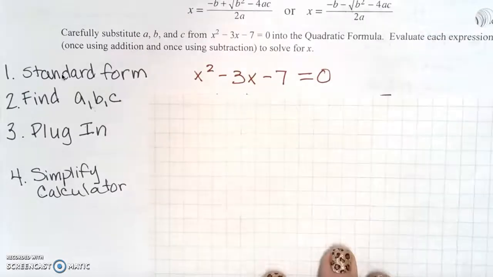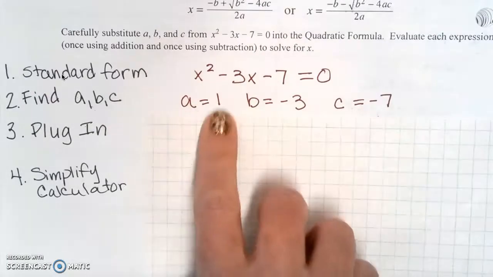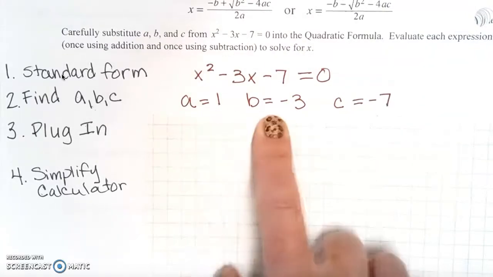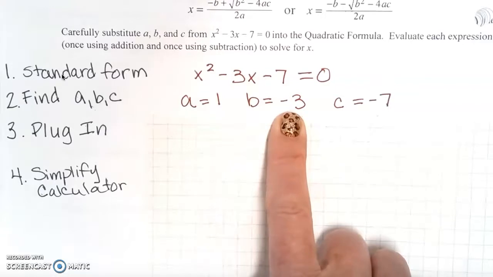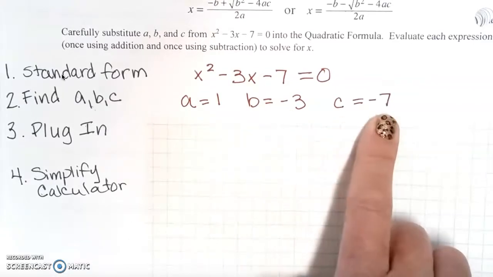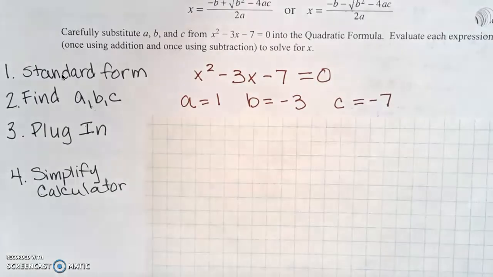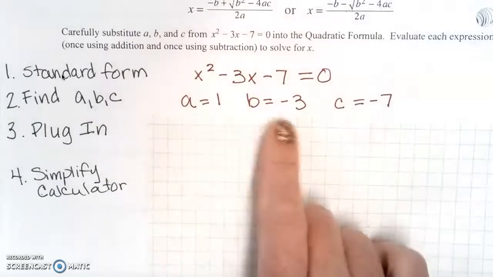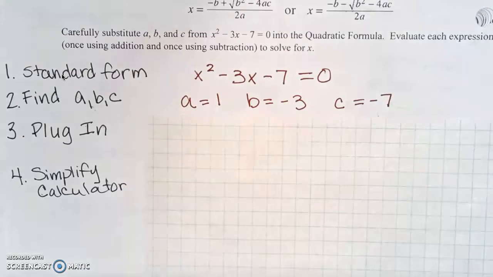Okay? Then we're going to find what is a. You guys already told me. A has a 1 in front of it that you can't see. Okay? B has a negative 3 in front of it. And C has a negative 7 in front of it. Okay? Those are all called coefficients. If the term is completely missing, it's not even there, it's 0. But if it's there and there's no number, it's just a 1.